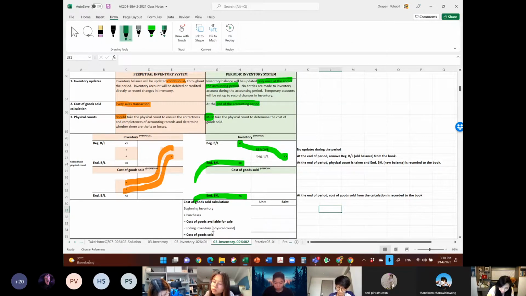So this is from the physical count, right, meaning that you have to take the physical count at the end, otherwise you would not be able to calculate the cost of goods sold. So the physical count is a must now for the periodic system. So take a note on this, please. If you have any questions, you let me know.